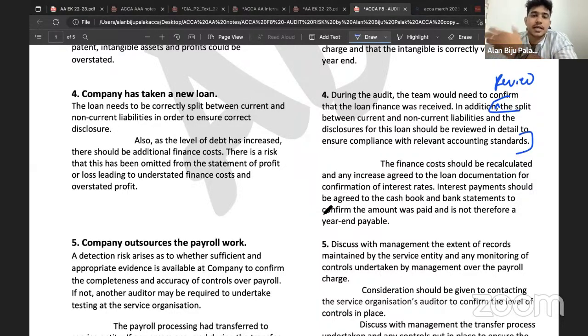However, there can be chances that the whole amount might be treated as share capital, leading to understated share premium account. And in that case, the same response can be used. The split between, instead of current and non-current liabilities, replace it with the split between share capital and share premium, and the disclosures for the share issue should be reviewed in detail to ensure compliance with relevant accounting standards. So this is what you need to mention as part of the auditor's response if you are getting a question on equity. Clear?